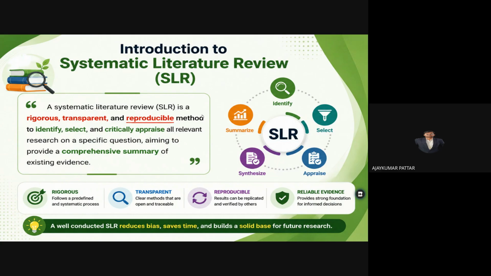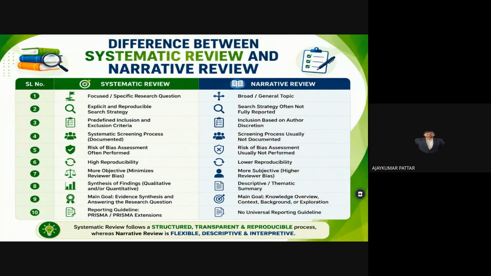So, good evening all. Let us briefly summarize yesterday's session within 2 minutes. Yesterday we started with the definition of the systematic literature review in the broader sense, as a rigorous, transparent and reproducible method for providing a comprehensive summary for a specific research question. Then we discussed the differences between the systematic review and the narrative review.